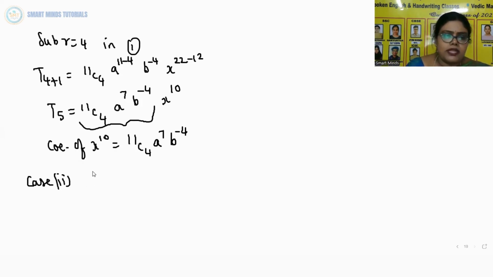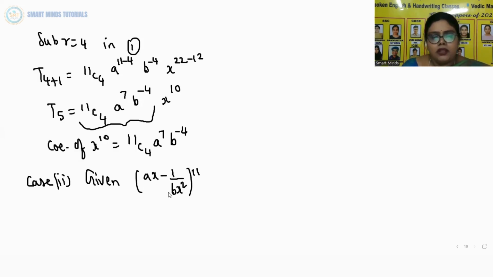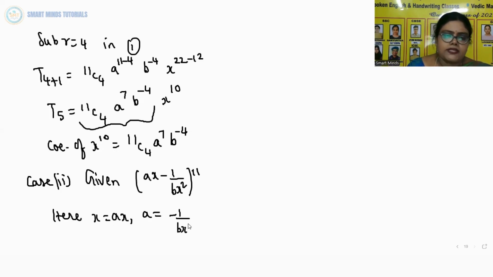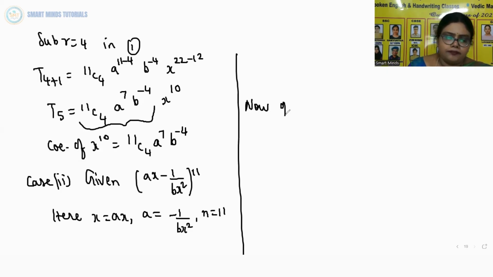Now case 2. What is case 2? Two terms are given in the question. One is (ax square plus 1 by bx) power 11. And the other term is (ax minus 1 by bx square) power 11. Now we are doing it with respect to the second one. So here in the place of x you have ax. In the place of a you have minus 1 by bx square. And in the place of n you have 11.